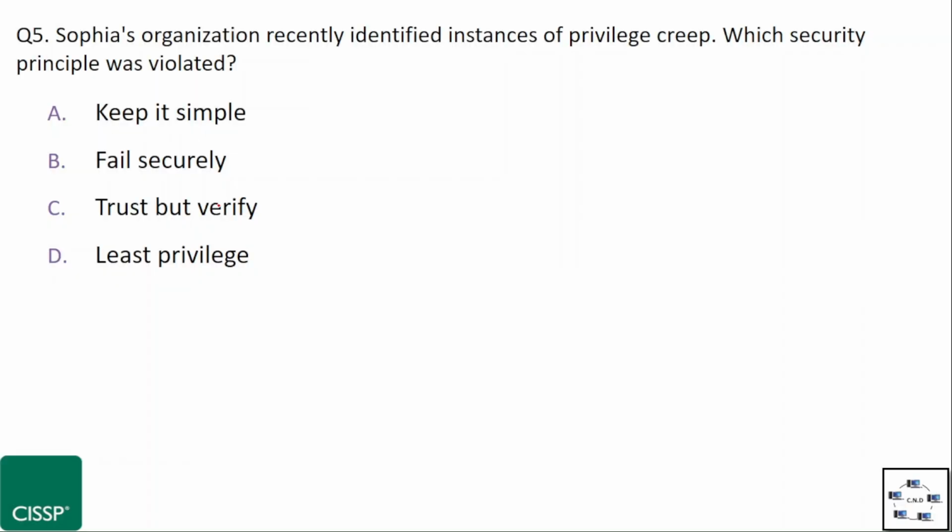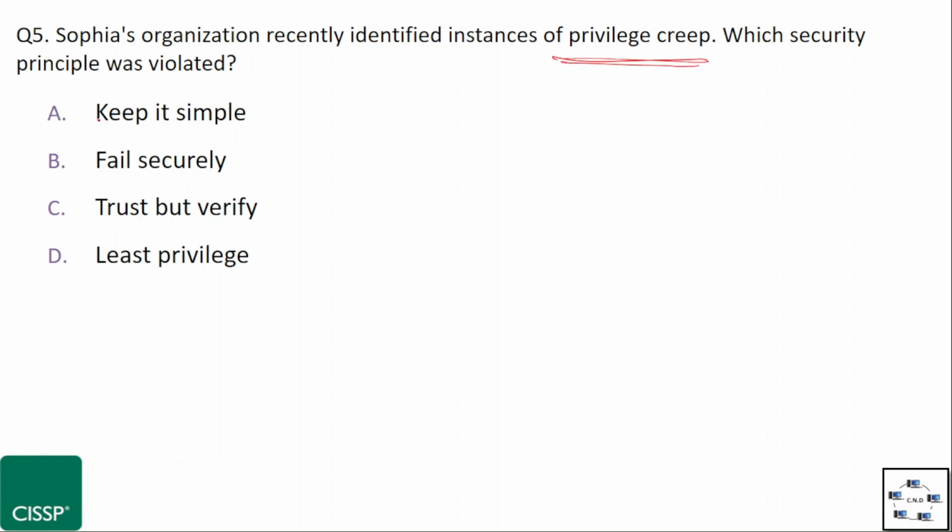Question number 5. Sophia's organization recently identified instances of privilege creep. Which security principle was violated? So, privilege creep is basically the accumulation of privileges over time, and it happens when the user changes roles. He or she moves from one role to another, and retains the privileges of the previous roles as well as gets new privileges according to their new roles. That scenario is known as privilege creep.